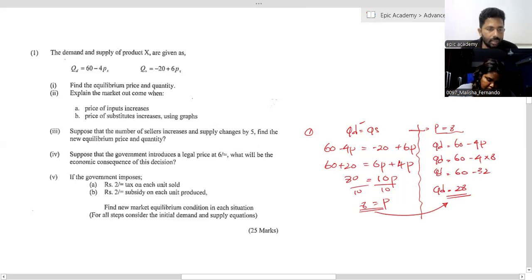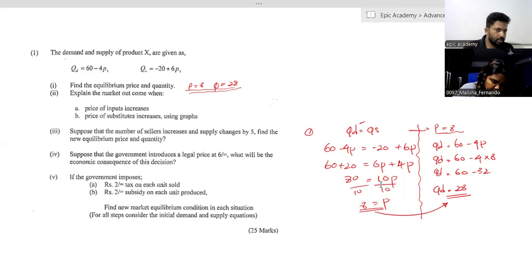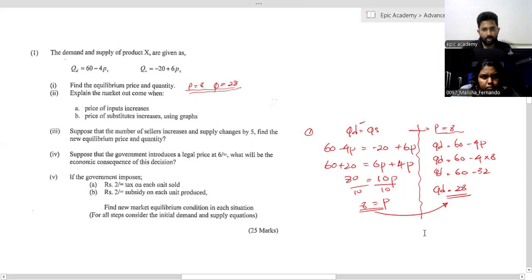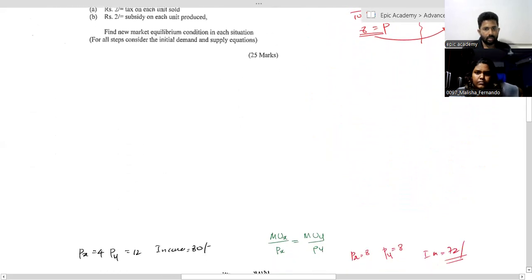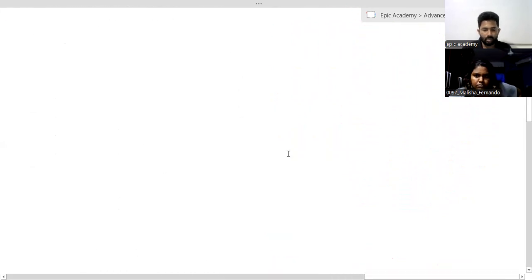Now we have finished part of question number 1. Find the equilibrium price: P equals 8, Q equals 28. Okay, right. Now I'm going to use that information to derive the graph for that purpose. Can I change this page? Right. Okay.